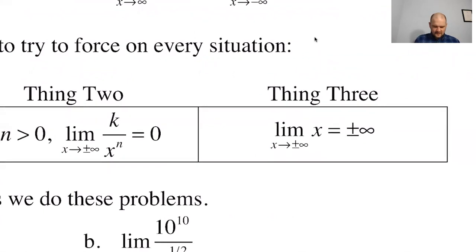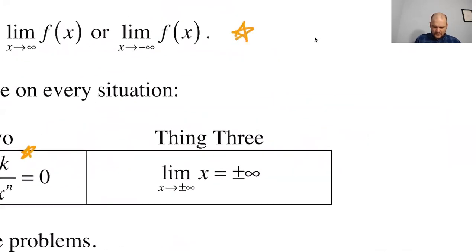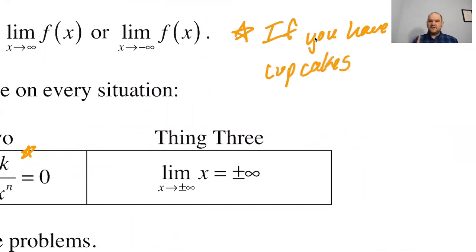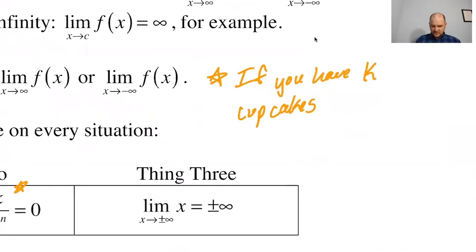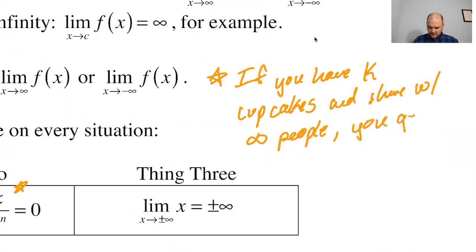So the way that I usually explain this is, let's use a color. If you have k cupcakes, that's how I always explain it. If you have k cupcakes and you share them with infinity people, you get no cupcake. That's how I remember that.